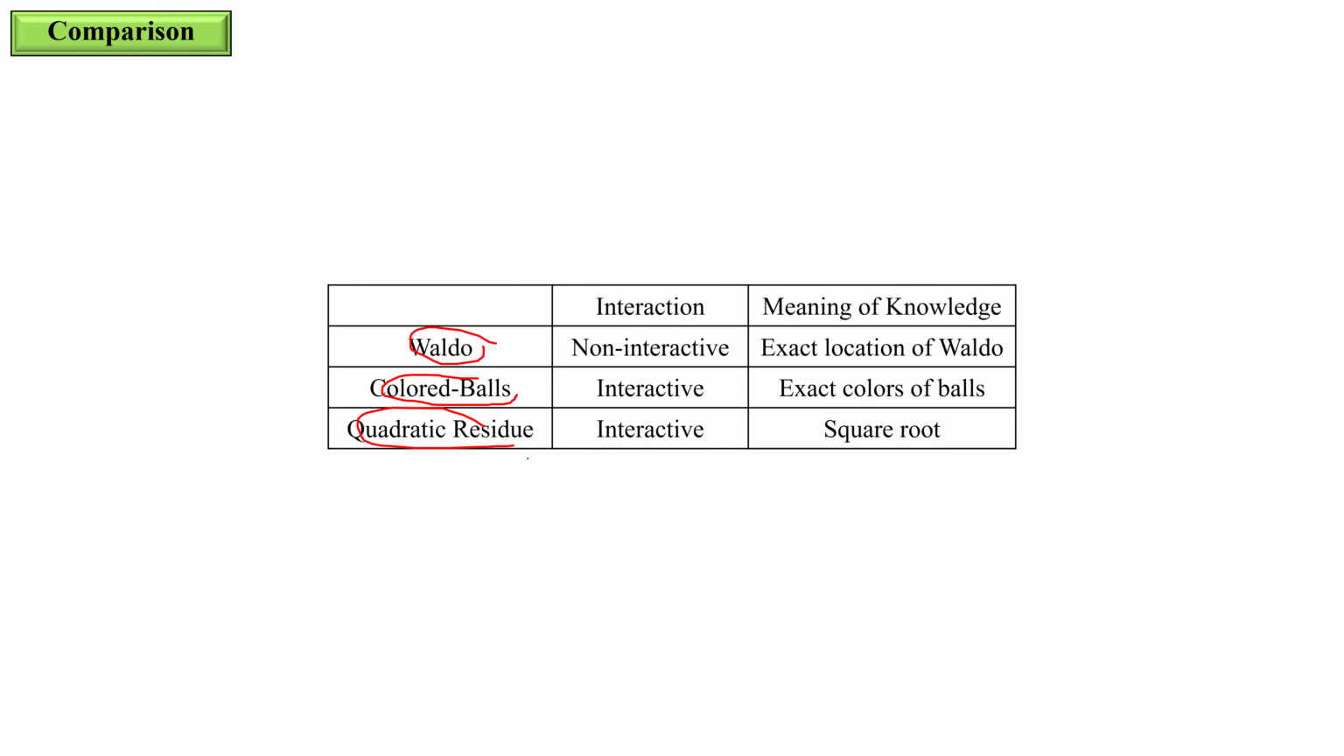Okay, the first criterion we want to think about is the interaction. We see that the Where's Waldo puzzle was not an interactive protocol. There wasn't any interaction between the prover and the verifier. The prover just went behind the black curtain and tried to show Waldo from that tiny hole. There wasn't any interaction between the prover and the verifier, right?